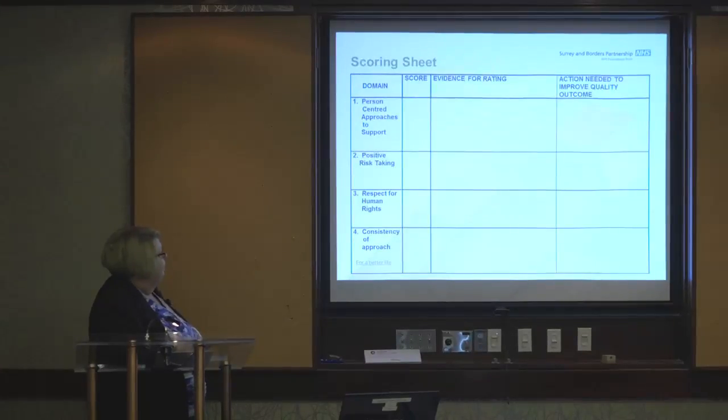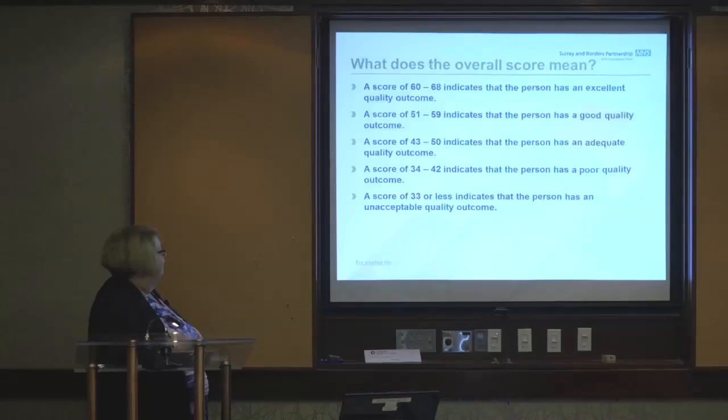So this is a scoring sheet, so you write the score down. Here, you write in your evidence, and if that wasn't a 4, then I would expect this box to be completed to say, actually, what are we going to do about this? Okay? And then we've just added them up and said, excellence is between 60 and 68, etc., etc. There's no scientific methodology to that at all.